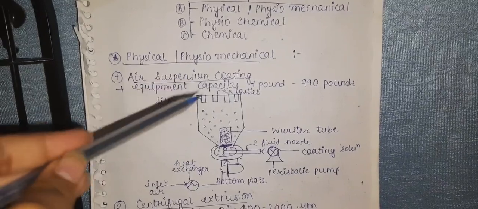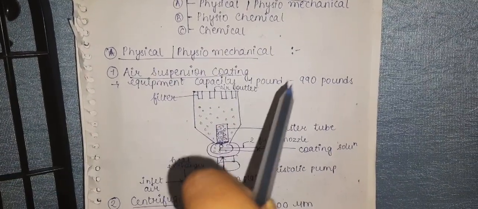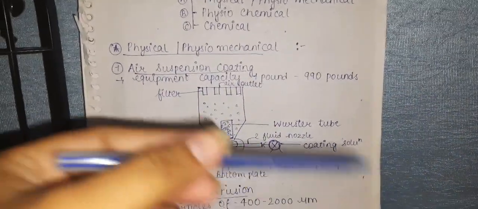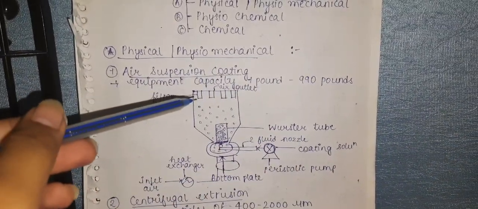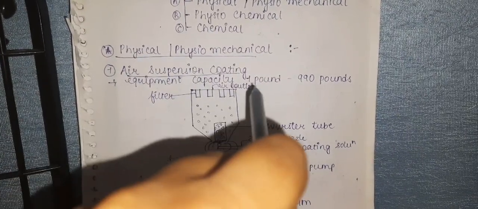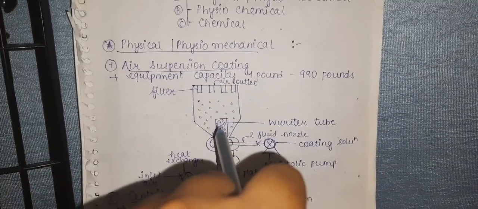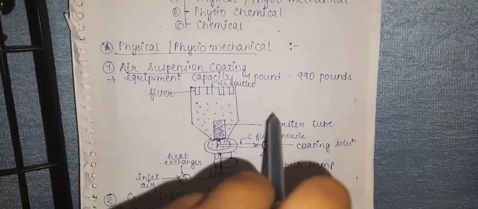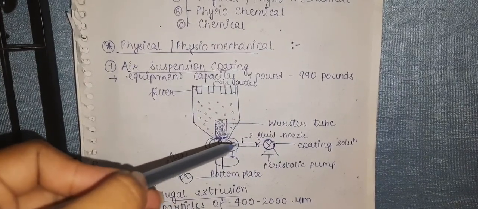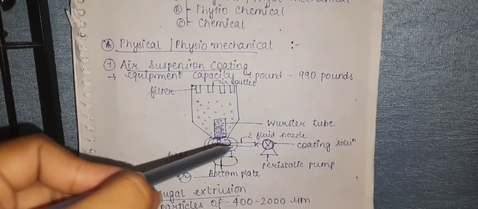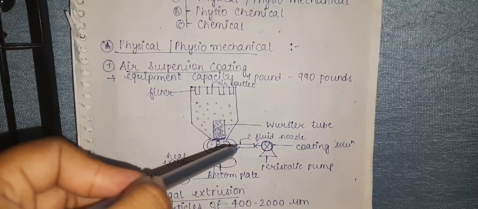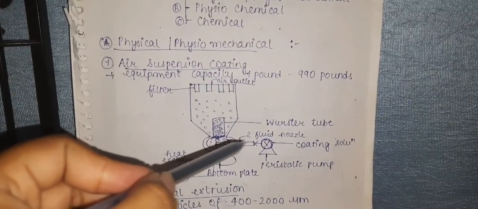Now the equipment capacity will be from 1 pound to 990 pounds. So this is the diagram. Here we'll be having the filters, and from here the air will go out. So this is the air outlet. Here there will be a Worcester tube. For the fluid to go out, we will be having a fluid nozzle. Instead of one, we are having 2 fluid nozzles. So this is a 2 fluid nozzle.